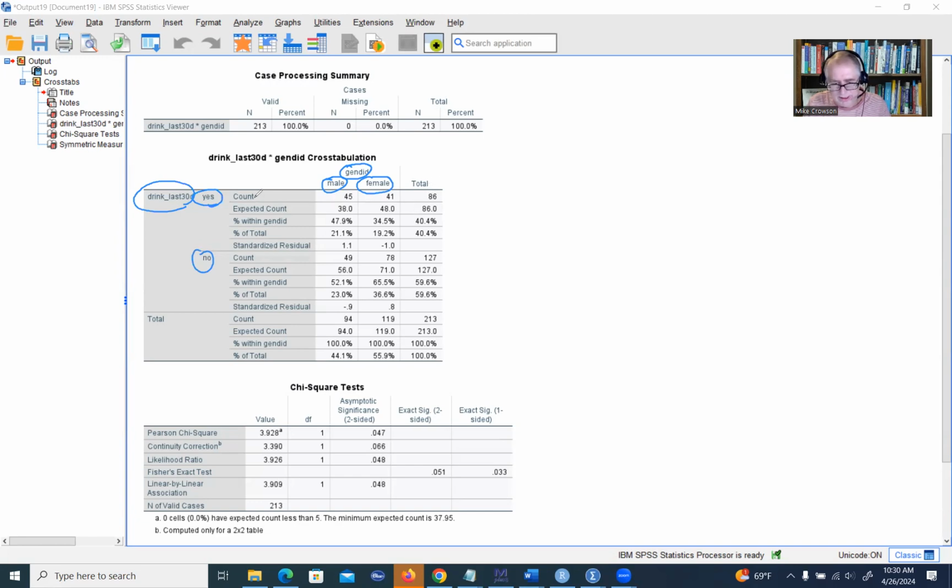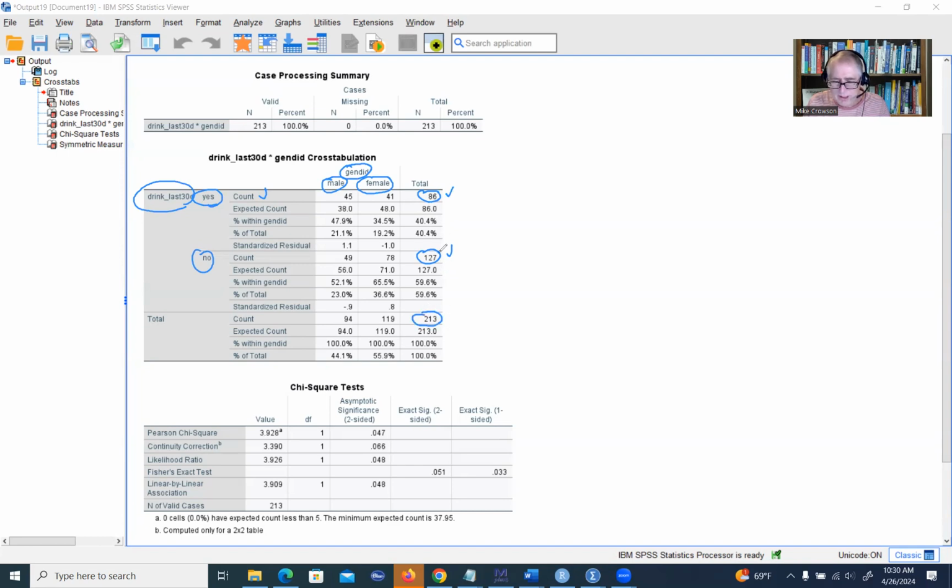You'll see first off we have counts. We have a frequency count right here for yeses and a frequency count for nos. This is ignoring gender identification; in fact, it's cutting across gender identification. So this is the number of individuals saying yes, I have had a drink, and the number saying no, I have not had a drink. And down here, this is the total sample size, which is 213.